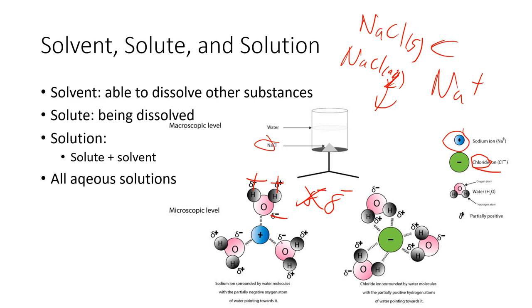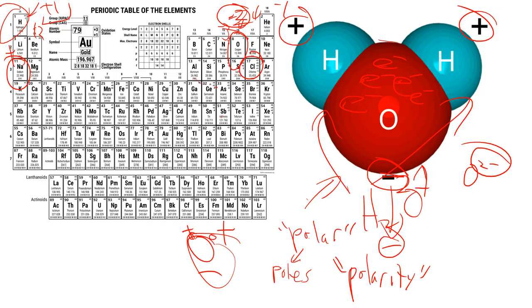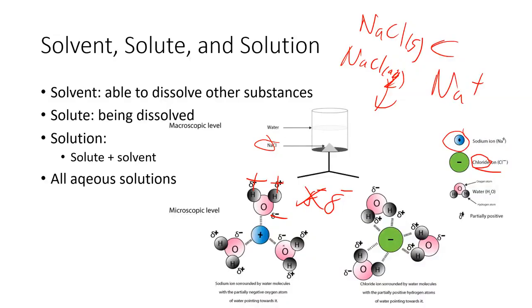Okay, so anyways, you see here that the negative end of the water molecule, so the oxygen part, tends to be attracted to the positive sodium ion, which makes sense. Sodium is positive. It has a +1 charge because it's in this column. It tends to have a +1 charge, so it tends to be attracted to negative things.